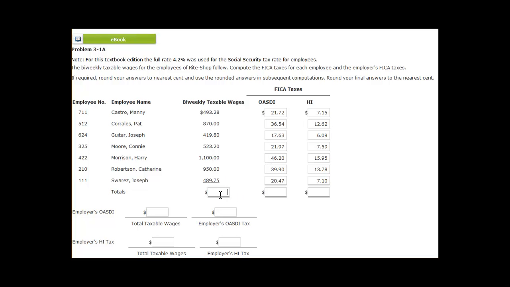Then we want to total everything here, and you end up with $4,846.03 as our biweekly taxable wages. And for our total FICA taxes, we have $203.53 and then $70.28.